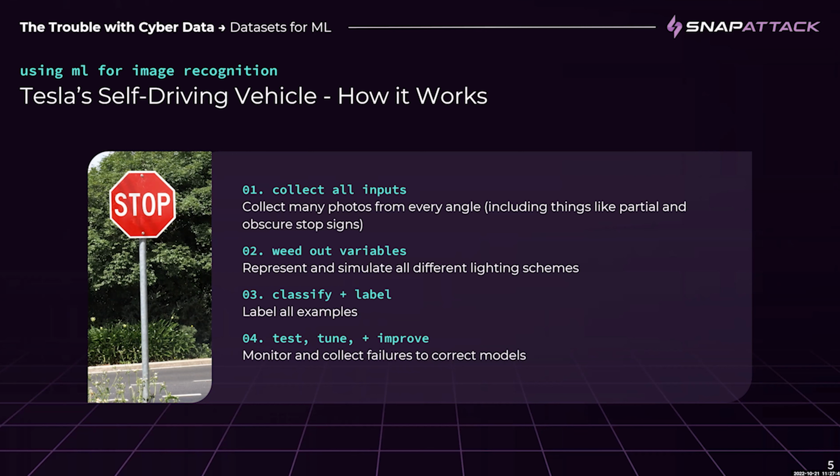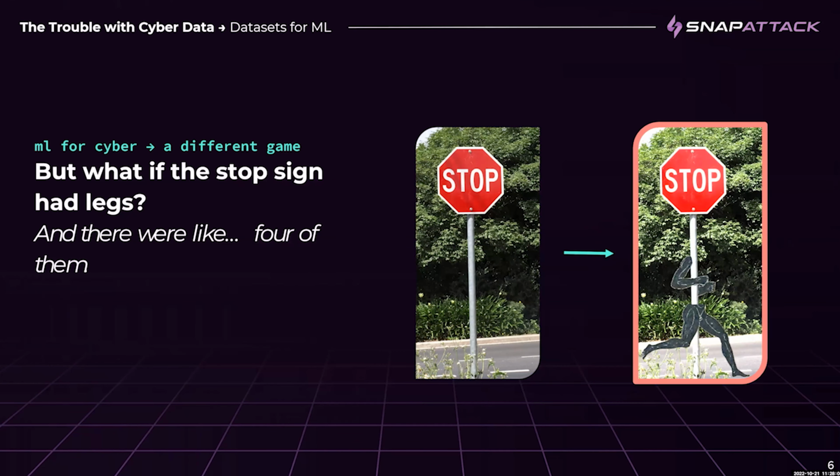They had to pay people to label it. And then they had to monitor it to make sure, are we having success? How do we tweak our model to improve, and so forth? And they think they're really hot stuff because they succeeded at this. But what if stop signs had legs and there were like four of them in the world and they didn't like being seen? This would be a much harder problem.